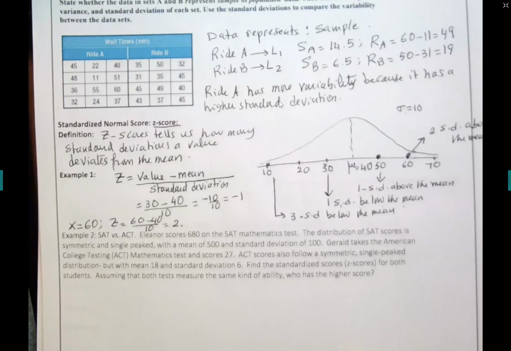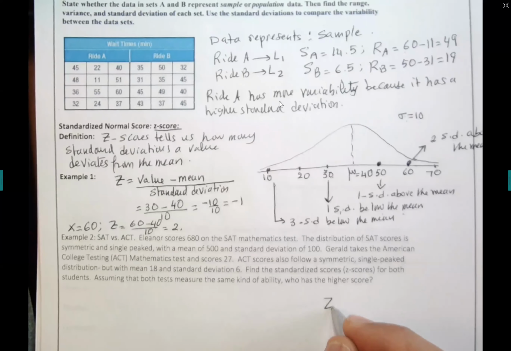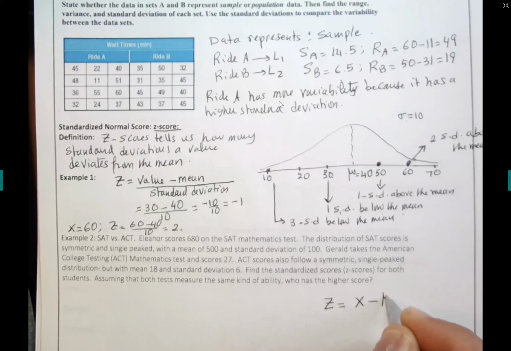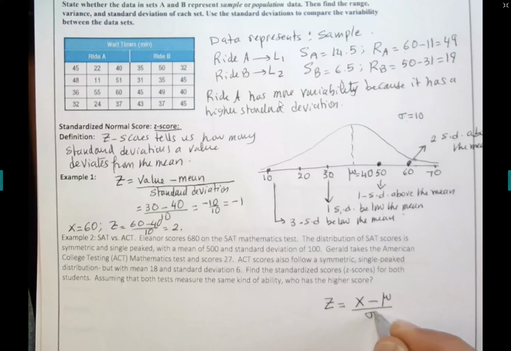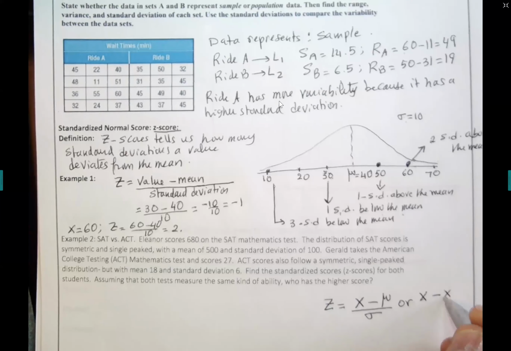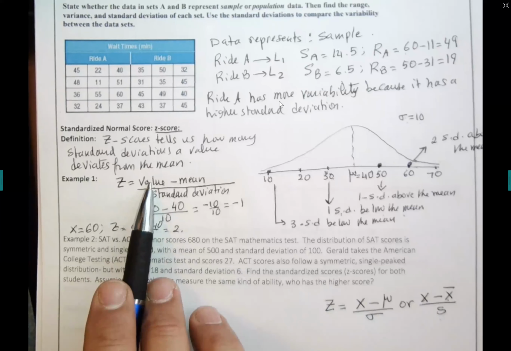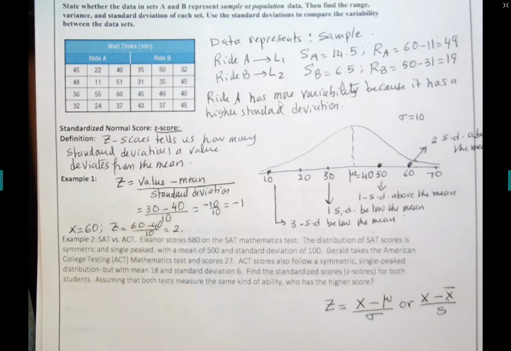So this is what a z-score is. This is the formula. I'm going to write it right here in a different way. X is the value, mu is the mean, and sigma is the standard deviation. This is another way the book writes the formula. This is the mean from the sample, and this is the standard deviation from the sample. They're pretty much the same. It's always value minus mean divided by standard deviation.